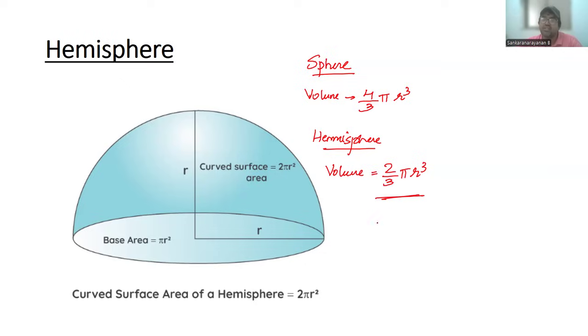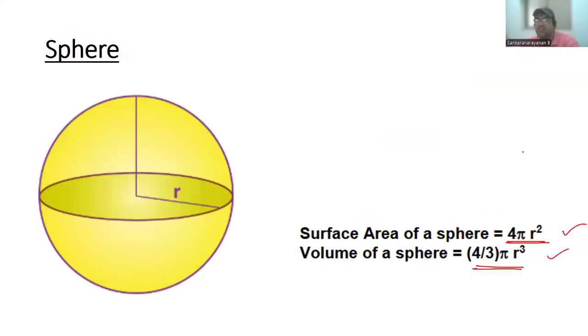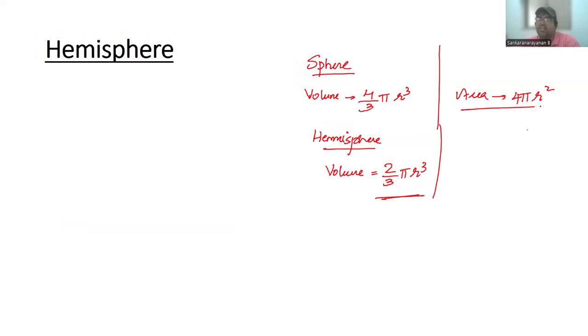Now, let us talk about the areas. As far as the sphere is concerned, you can see that there is only one area, the surface area. So I shall write that the surface area is 4 pi r square. Just see the formula that I have presented, 4 pi r square. That is for a sphere.